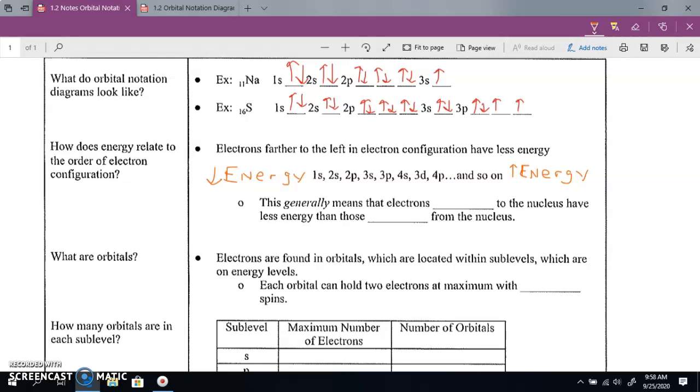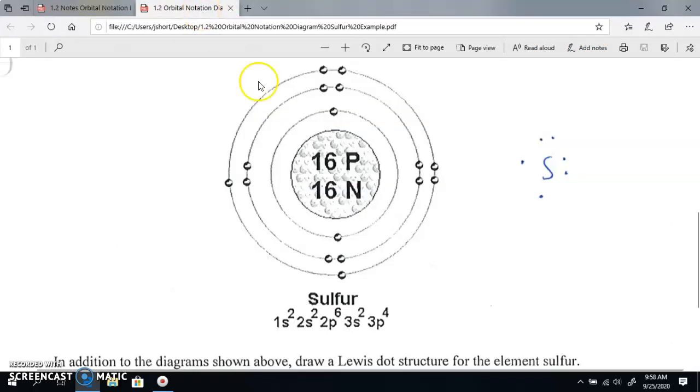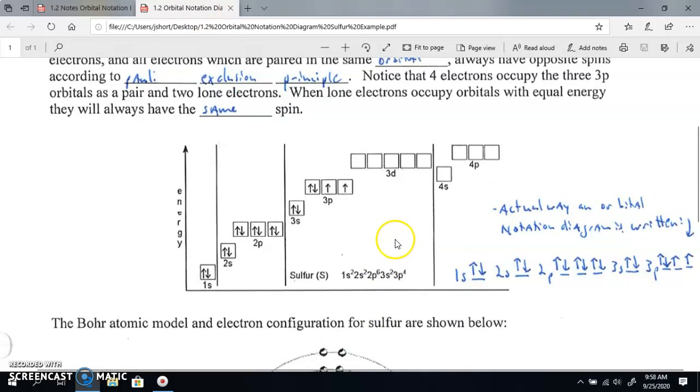So what this means is that when we write electron configurations and we start out with 1s2, those would be very low energy electrons. And as we move further to the right, the electrons gain more and more and more energy. Let's take a look at what this means in an orbital notation diagram. Now remember, we've got this example of sulfur right here, and we've also got this example of sulfur right here. I'm going to scroll up, and you're going to see exactly the same orbital notation diagram for sulfur that we had on the previous page.